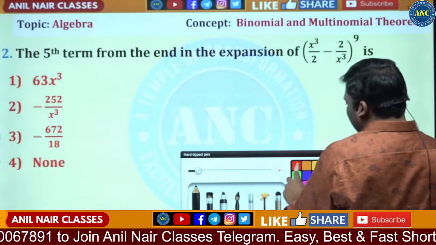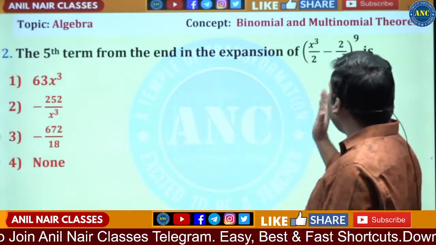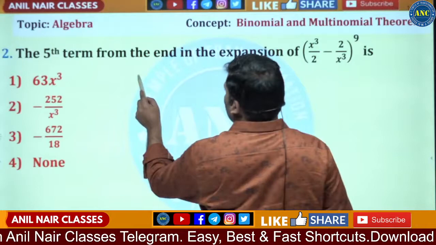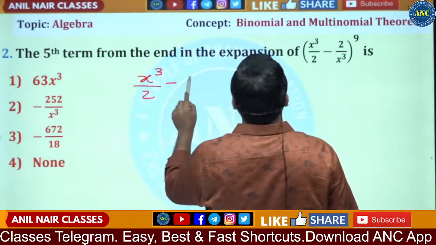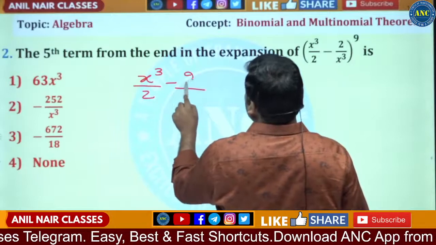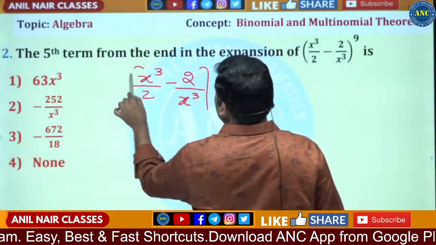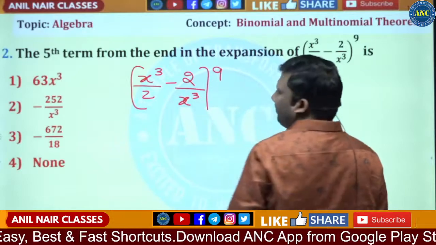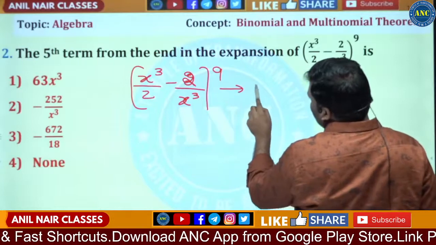Read this question. Find the fifth term from the end in the expansion. The expansion is (x cube by 2 minus 2 by x cube) power 9. Power 9 means how many terms will I get?